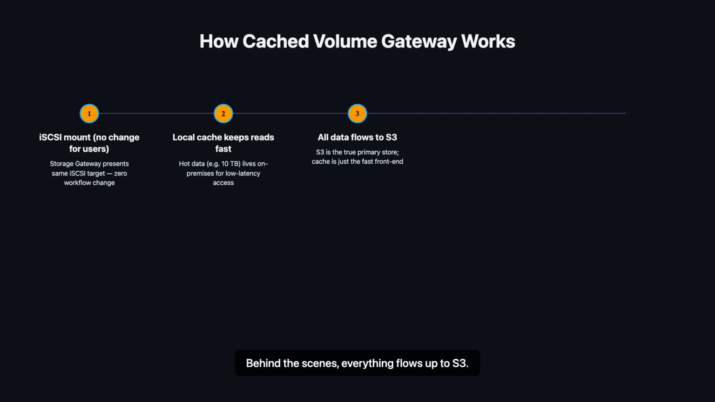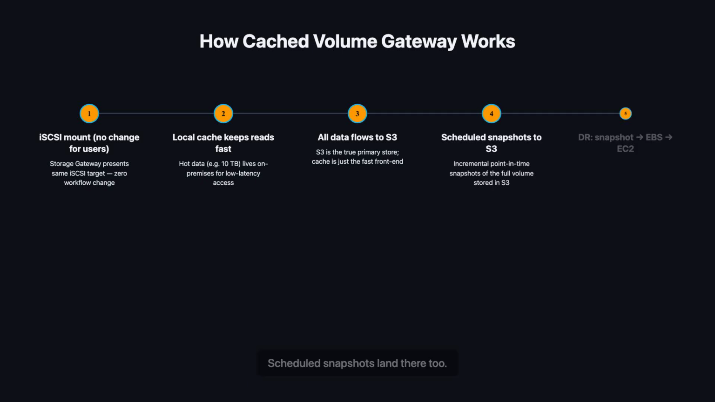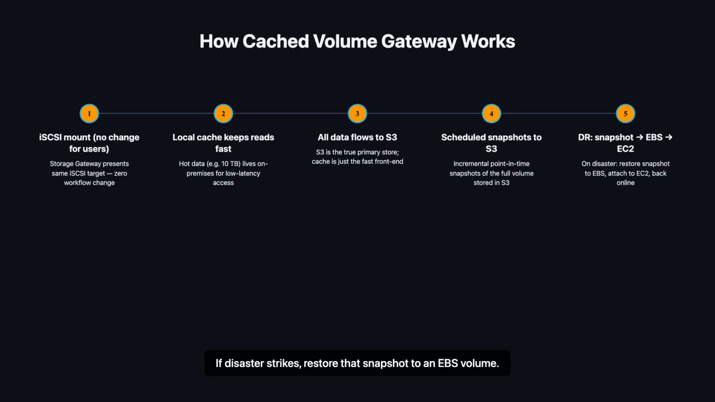Behind the scenes, everything flows up to S3. Scheduled snapshots land there too. If disaster strikes, restore that snapshot to an EBS volume. Then attach that volume to an EC2 instance. You're back. That's the win. A drop-in replacement that adds cloud DR with zero retraining.